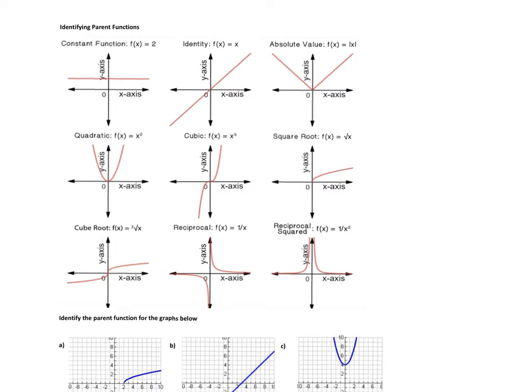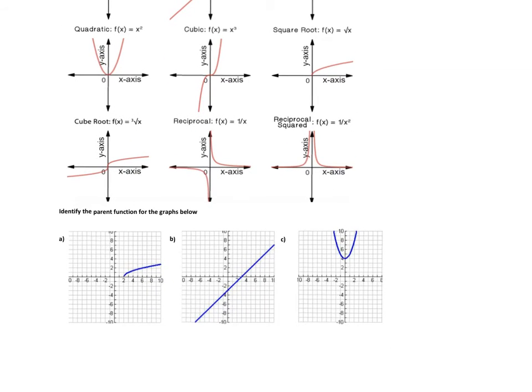Because when we look at them, when we see these, we need to know what parent function we're dealing with. And all I'm going to do is look at these three examples, and we're going to talk about them. I want to identify the parent function for the graphs below. When we look at this first one, it looks a lot like this graph right here. As a matter of fact, we transformed this graph up here to get here. And so the parent for this particular graph is going to be our square root function.